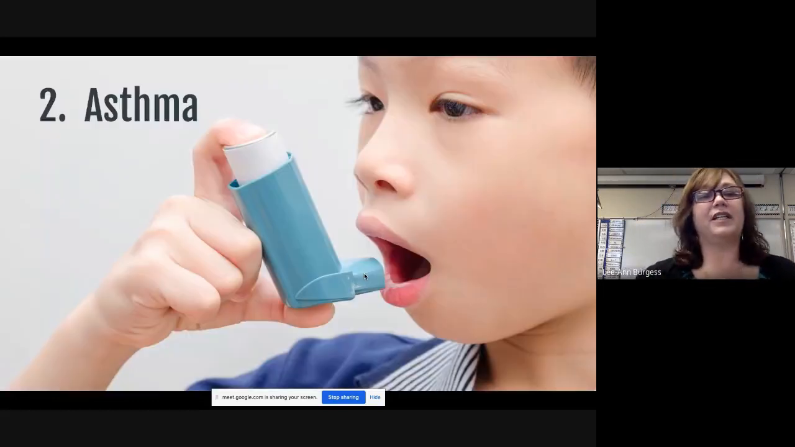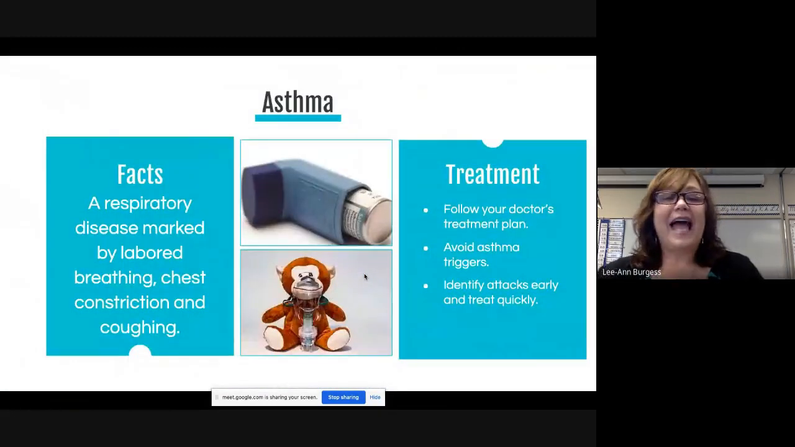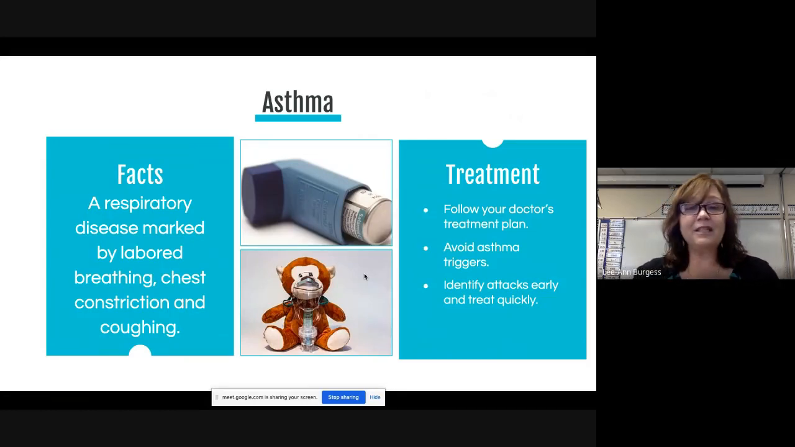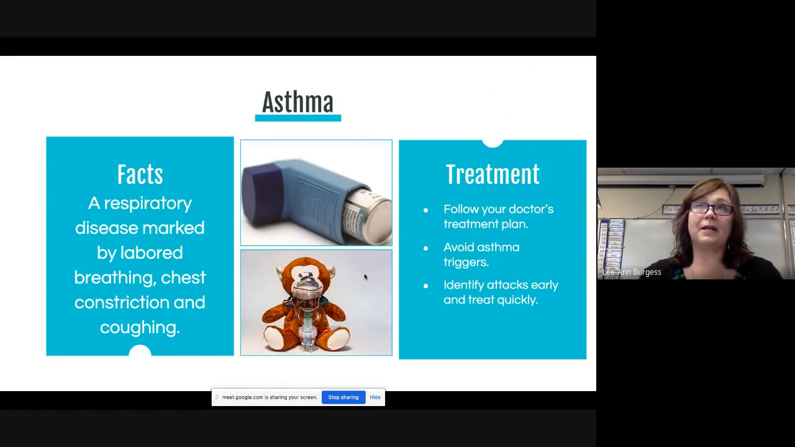Our next respiratory condition is called asthma. Now, this is not preventable. Asthma is a respiratory disease marked by labored breathing, chest constriction, and coughing. Now, because it cannot be prevented, it can only be treated. So what we'd like to recommend is that you follow your doctor's treatment plan if you've been diagnosed with asthma. Try and avoid any asthma triggers that you know you have. Sometimes it's food, sometimes it's conditions like grass, sometimes it's dust, sometimes it's even exercise.